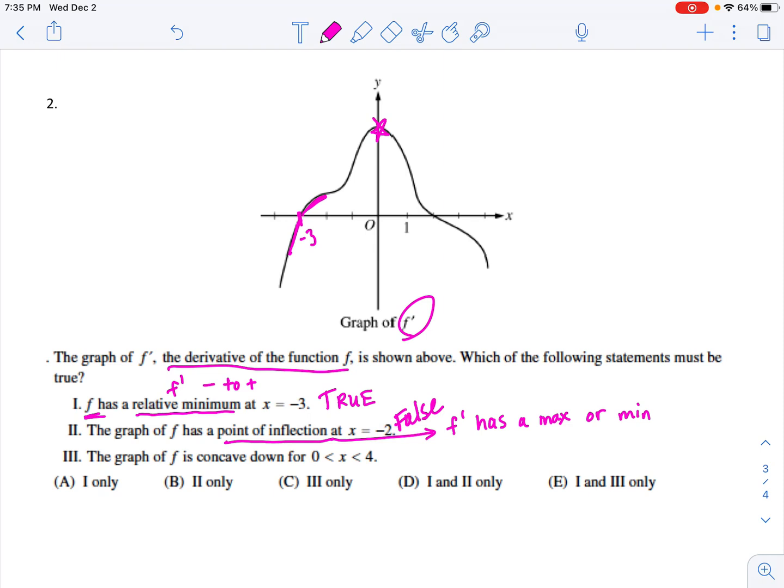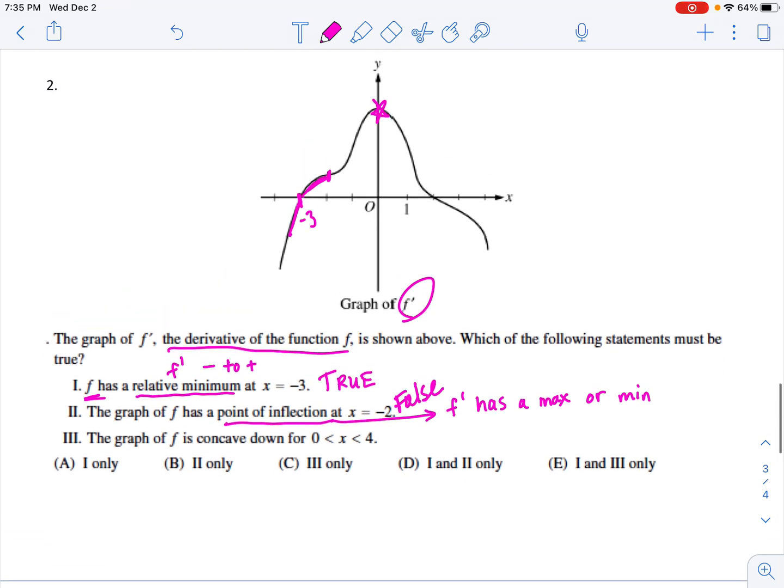Because the f prime here does not peak or have a valley here at -2. f double prime would be 0 here, but there's no sign change for f double prime. But in any case, just stick with the maximum minimum thing. That's the easier line of thinking.